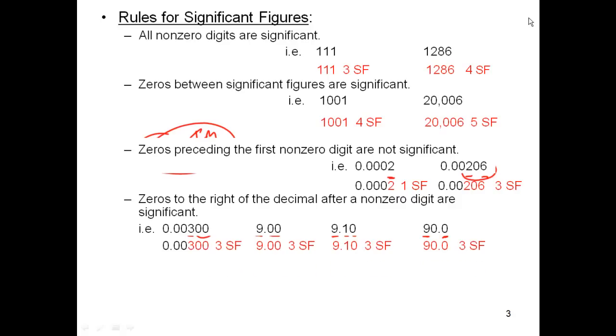So the first one, we have 3 significant figures. That 9.00, we have 3 sig figs. 9.10, 3 sig figs. And the 90.0, 3 sig figs.